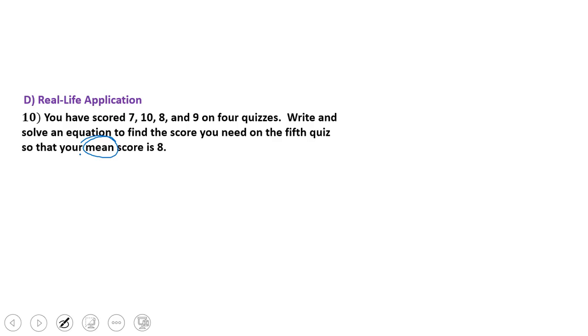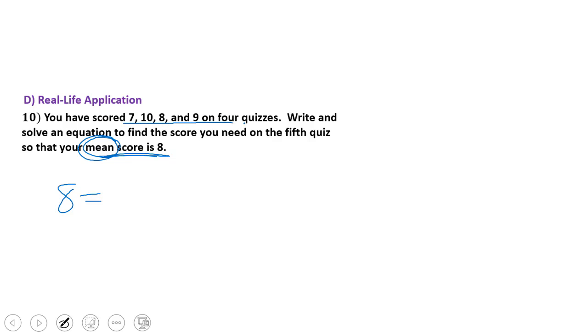So you've got to remember, what does mean represent? It means the average, right? No pun intended. It's the average. How do we find the average? Well, we add up all the scores, we divide by the number of scores, and that gives us our average. Well, it tells us we want an average of 8. We want an average of 8. So 8 has to equal the sum of the scores.